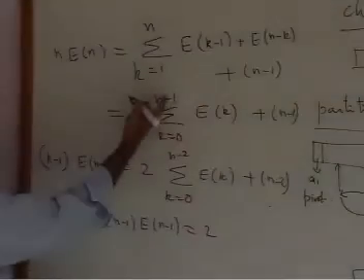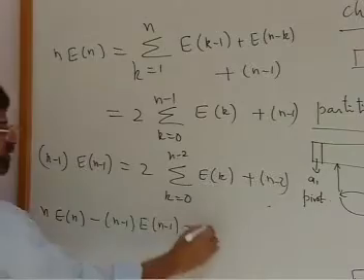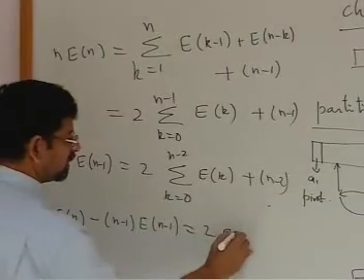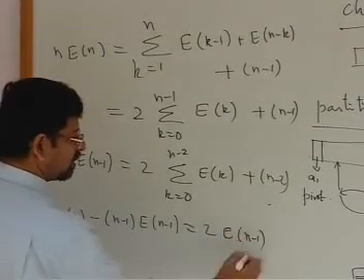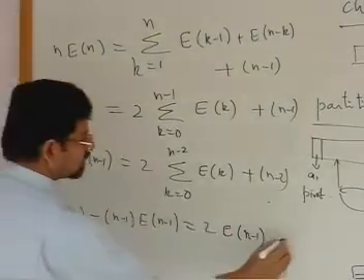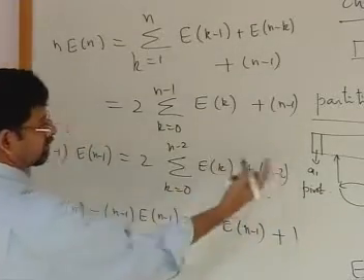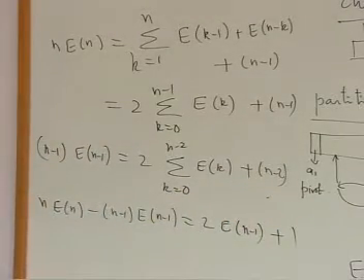This is having from 0 to n minus 2. This is from 0 to n minus 1. When you subtract, the only survivor is 2 into E of n minus 1 plus 1 over here, from n minus 1 when you subtract.